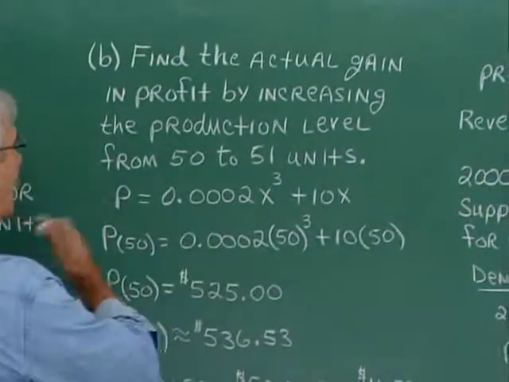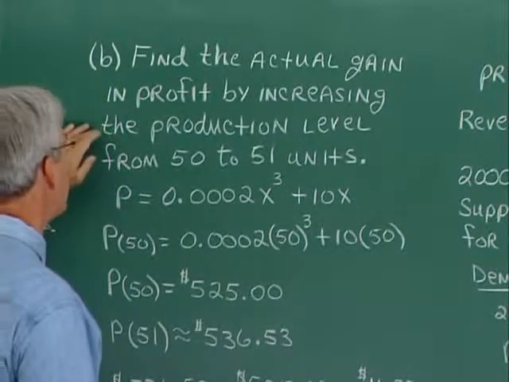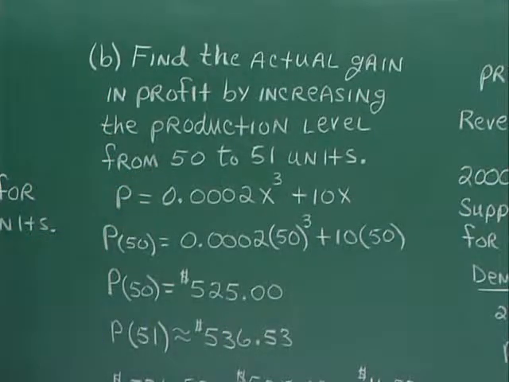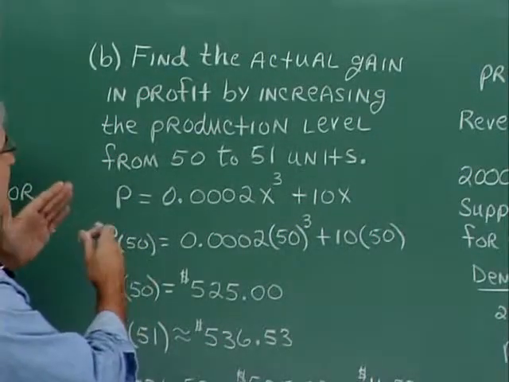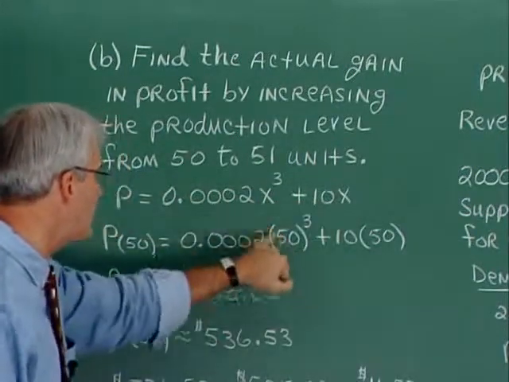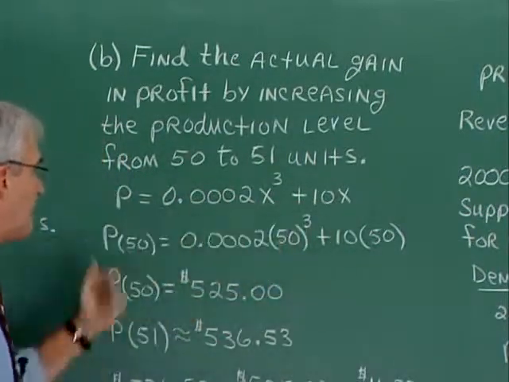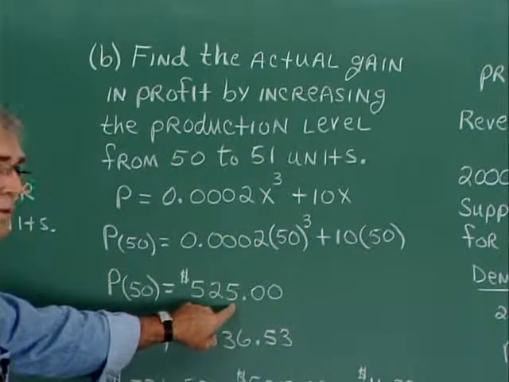Now, suppose we want to find the actual gain in profit. It's a good comparison to look at these. Find the actual gain in profit by increasing the production level from 50 to 51 units. It ought to be pretty close to this. You see, and to find the profit at 50 units, we use our profit equation and replace X with 50. And performing indicated operations here, we find the profit at 50 units to be $525.